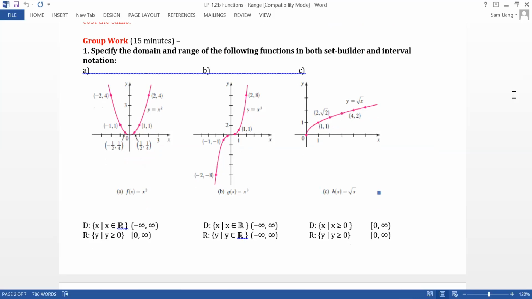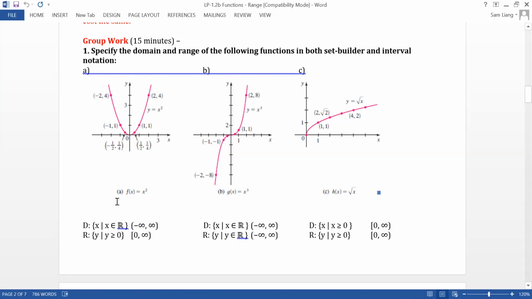All right, so number one, you have three different graphs: x squared, x to the third, and square root of x, and our job is to specify the domain and range in set builder and interval notation. So the domain here is all real numbers. If you think about it, you can plug any number into a parabola and it'll come out with a number, so there will be no x value that will produce an undefined value. Any value is okay.